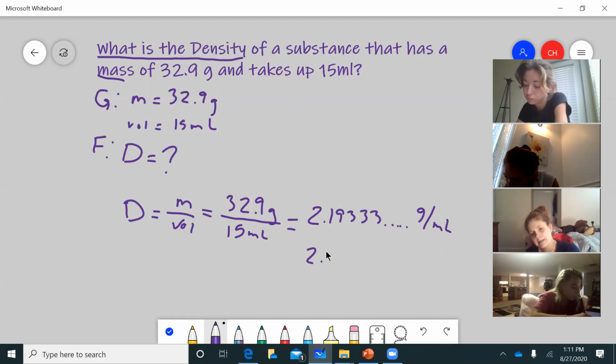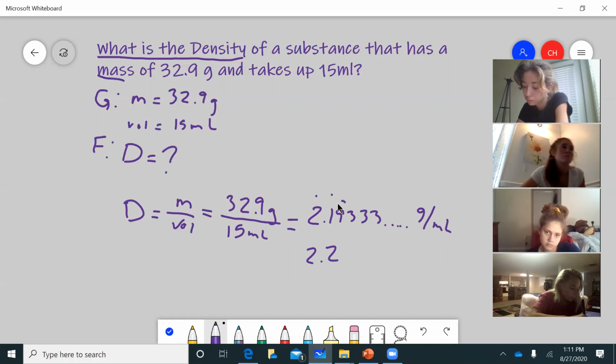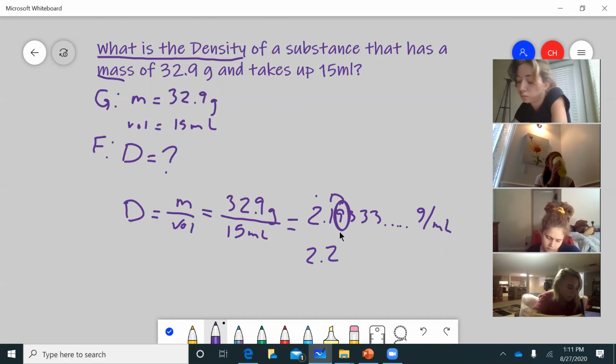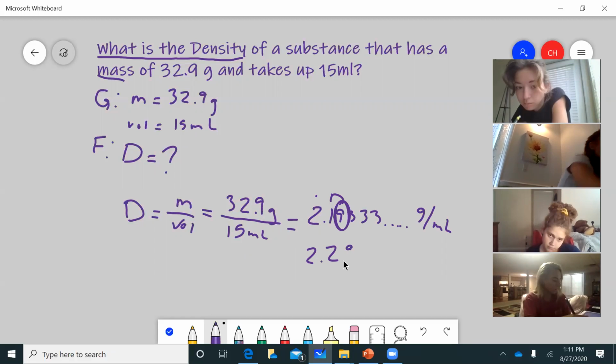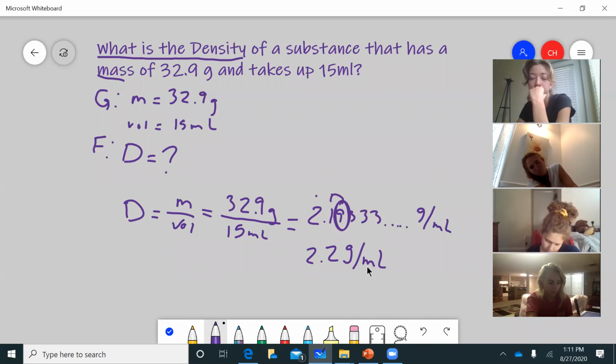So 2.2. Why? Because I'm going to keep this 2. That's significant. The 1 is significant, and I round off using the 9. The 9 tells the 1 to go up to 2. So 2.2 grams per milliliter.